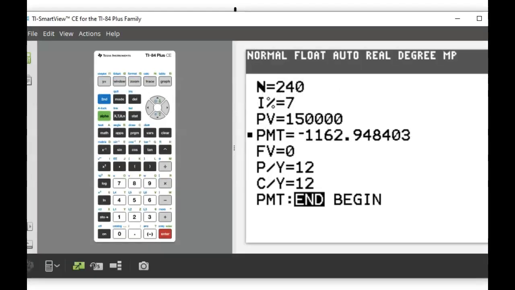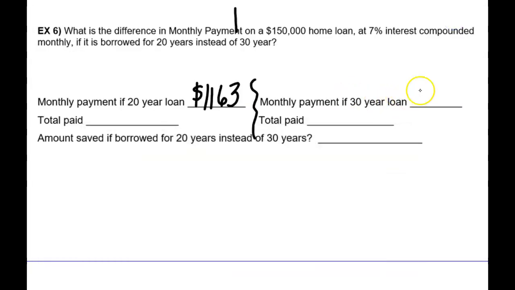Okay. Gonna go back here. If we change this to we're borrowing it for 30 years, this changes to 30 times 12. Same interest, same loan, same future value, but we just have to recalculate the payment. The payment goes down to $997.95, so $998. So what? $165 is the difference a month? Okay, $165 a month.